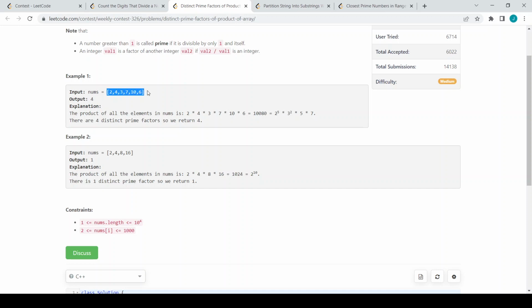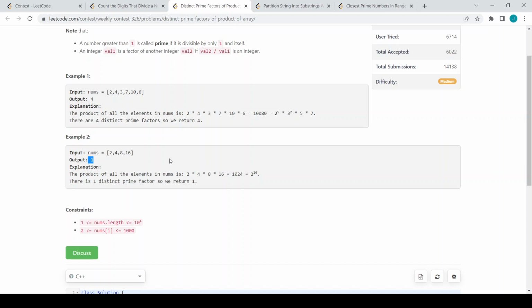The product of this whole array is 10,080. And what are the prime factors of 10,080? That is nothing but 2, 3, 5, 7, and there are only 4 prime factors, so we return 4. For the second example, the product is 1024 and the only prime factor is 2, so we return the answer 1. There is only one prime factor for 1024, so we return 1.